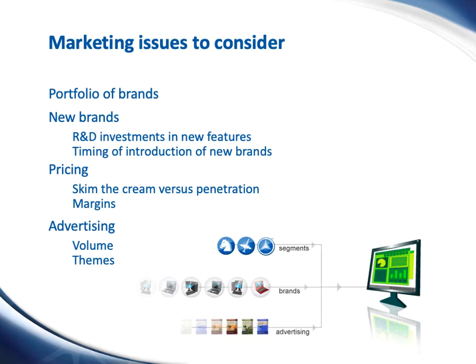We need to figure out what kind of pricing strategy we want to follow. Skim, trying to get the top of the market, versus penetration because we want to create market share. We need to look at margins. We need to really make sure we understand margins because the margins are really the basis for our net positive cash flow at the end. We need to figure out advertising, not only the themes, but also the volume for each of our segments.